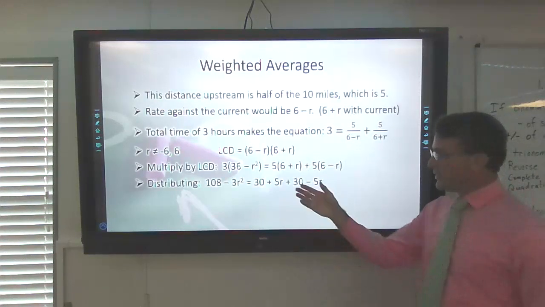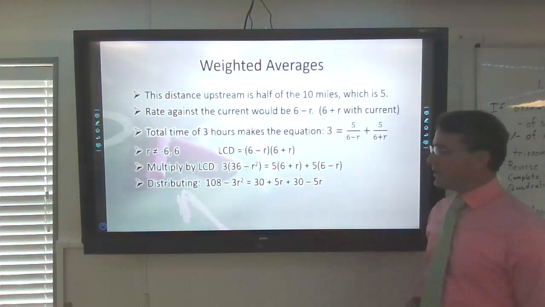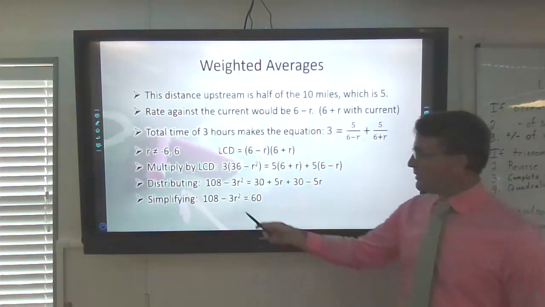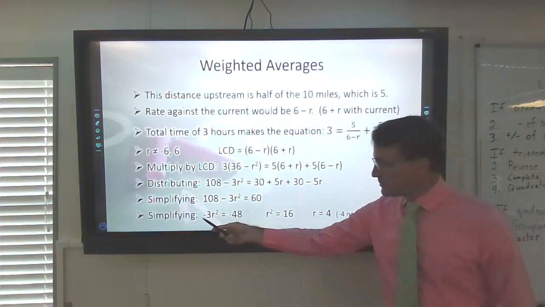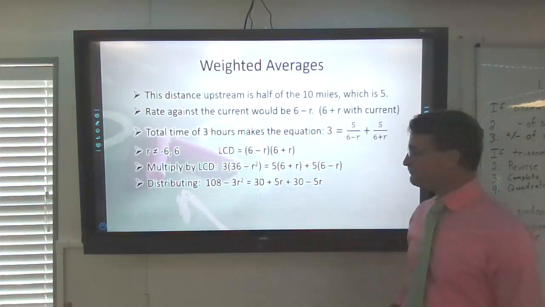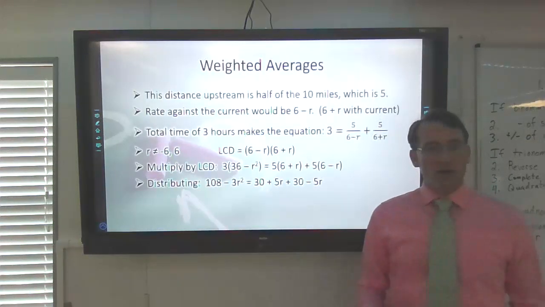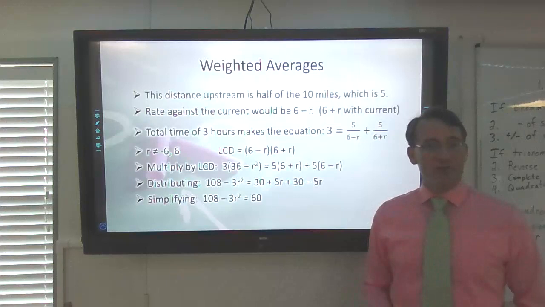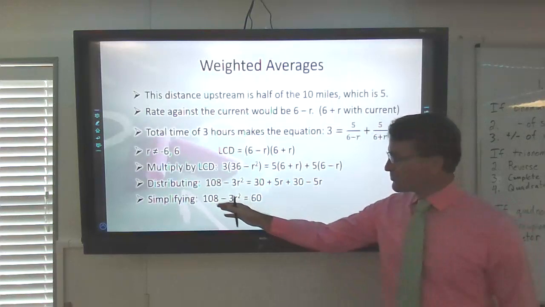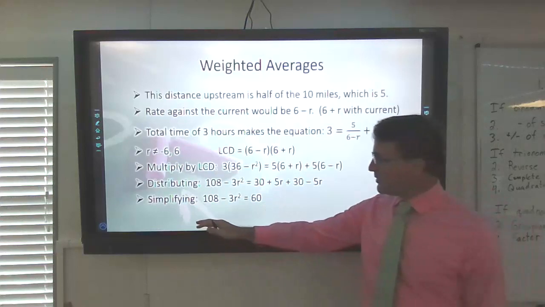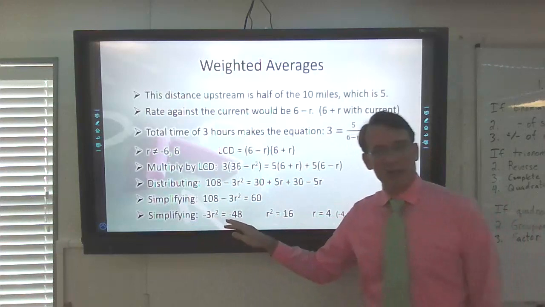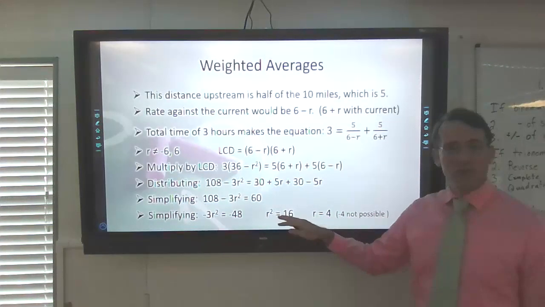Distributing, I get this. Combining my like terms and getting it into standard quadratic equation form, now, if I combine all my terms, my r terms actually go away. I just have my r squared that's left. And then if I subtract the 108 from both sides, I get negative 3r squared is equal to negative 48. I can then divide both sides by negative 3, giving me r squared is equal to 16.